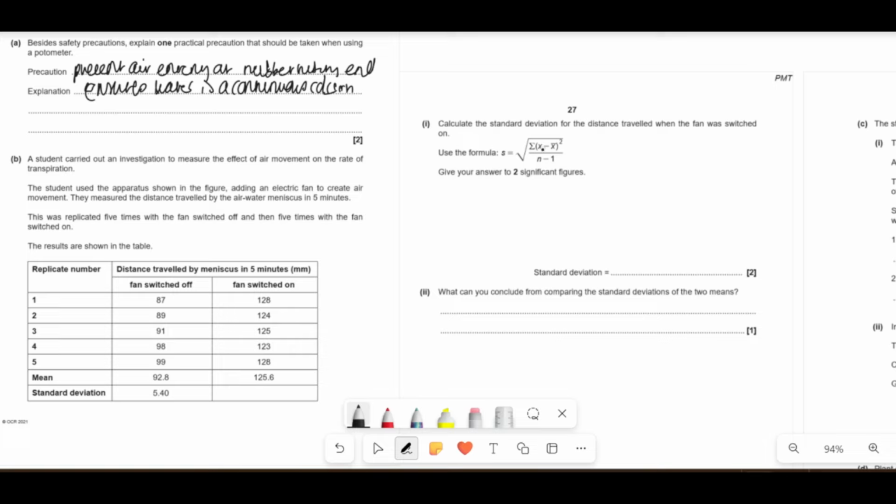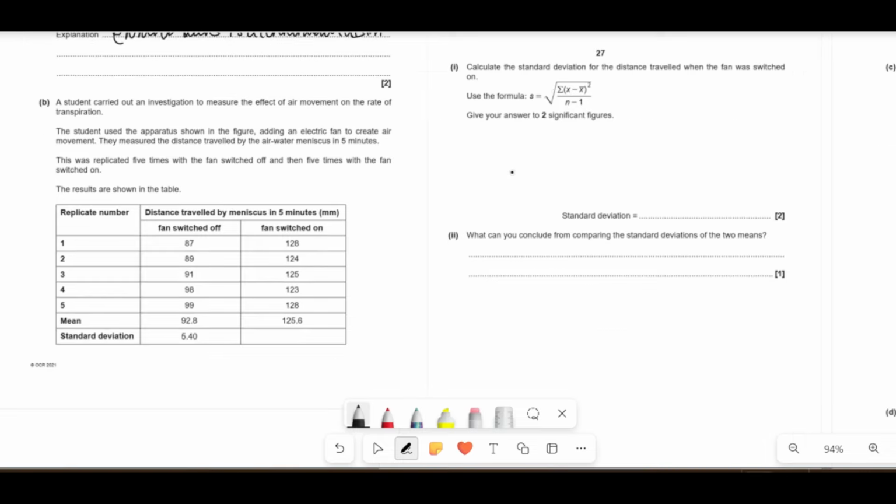Use the formula S equals the square root of sigma (x minus x bar) squared over n minus 1. Fine. So S is standard deviation, sigma means the sum of, n is the number of values that you have, x is a data point, a value, and x bar is the mean. So I want to work out x minus x bar all squared.